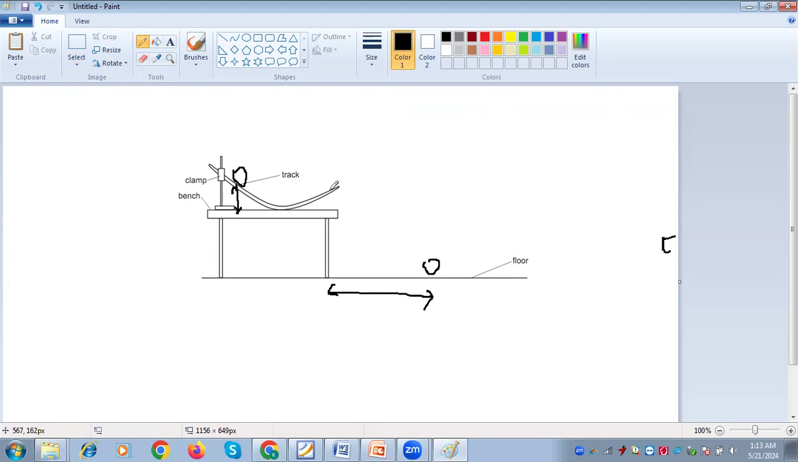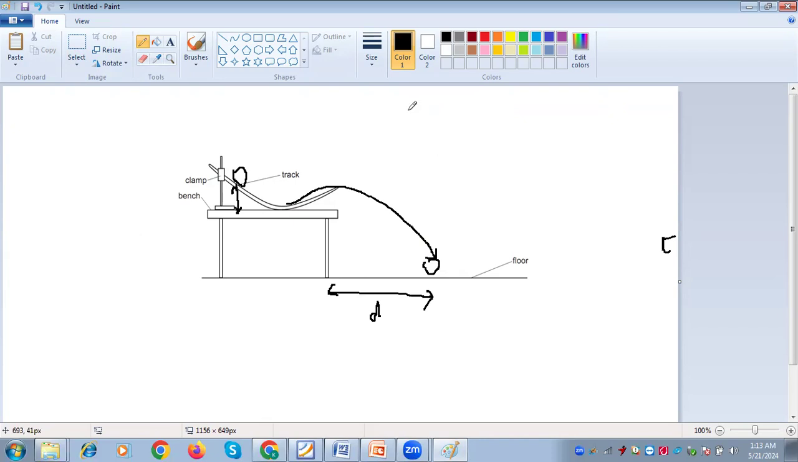So when the angle of bend is changed, the distance d, that is the range, will change. Okay, so it may be more than before or it may be less than before depending on the angle. And where it lands, that should also be noted down. So what will you do? You will need a protractor here to note down the angle.